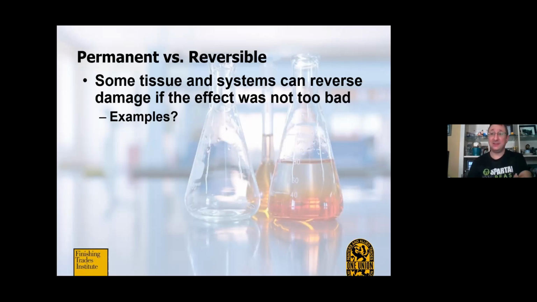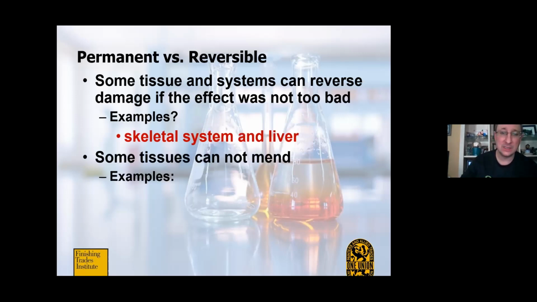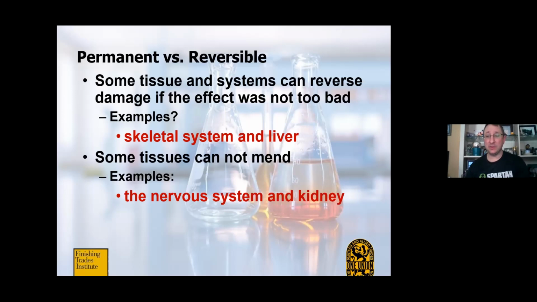The stomach, if the stomach didn't constantly repair itself, it would not be able to maintain the acid inside of it, and it is acidic. Anybody ever break a bone? That's right, a skeletal organ that can replace itself. Some tissues cannot mend, however: the nervous system, not good, and kidneys don't do a good job. Pancreas, another one that doesn't do well. So more often than not, our systems don't repair well.